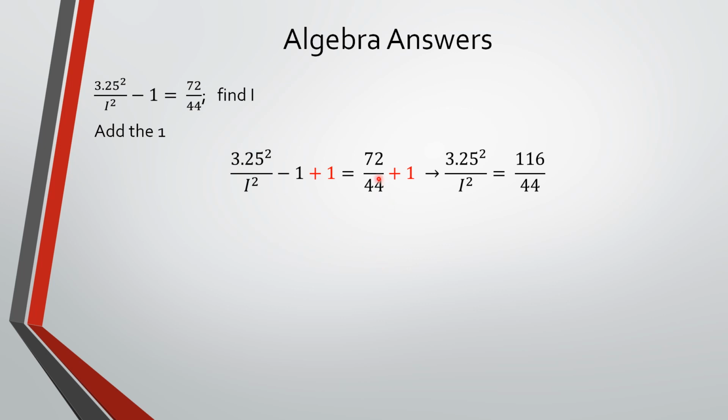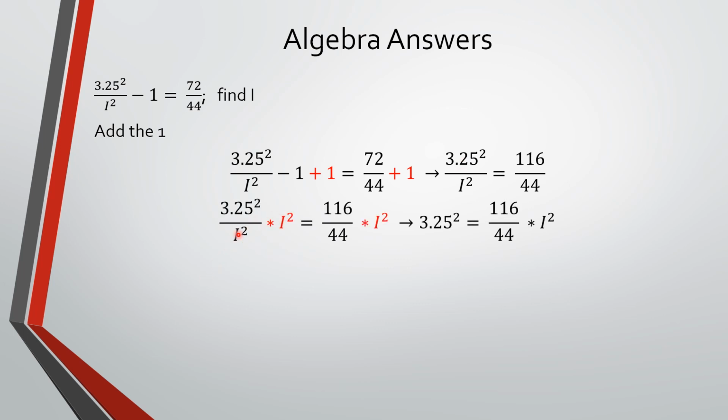We do that. With the fraction rule we can find a common denominator. This would just be 44 over 44. When we add, it's going to be 44. We just add 44 here. It equals 116 over 44. Okay, so we get this.